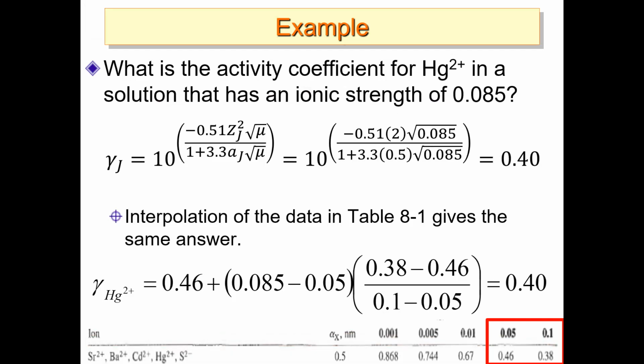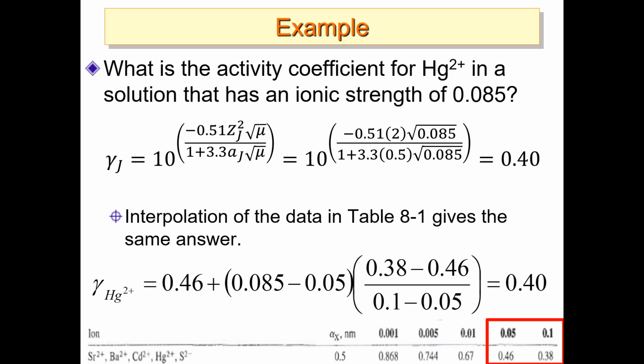Okay. So let's go ahead and calculate one. What's the activity coefficient for mercury 2+ in a solution that has an ionic strength of 0.085? And so here's the Debye-Huckel equation. The 2+ on the mercury goes here for Z. We go to that table and look up its hydrodynamic diameter, and it's 0.5 nanometers. Okay, so it's right there. And then we have the ionic strength of 0.085. So put all those numbers in, and we get 0.4.